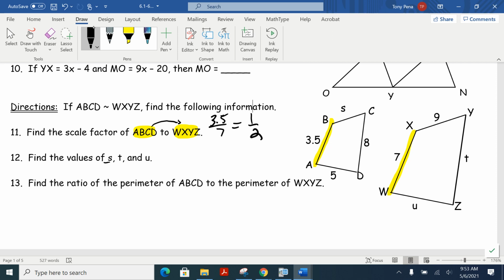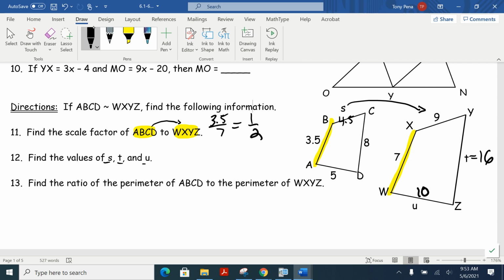So with that knowledge, we should be able to solve all of these. If this is 8, T has to be what? 16. If this is 5, so the side on the bottom is 5, this side has to be 10. The one on the left is always half the size of the one on the right. And then side S has to be 1/2 of 9. So that's 4.5.